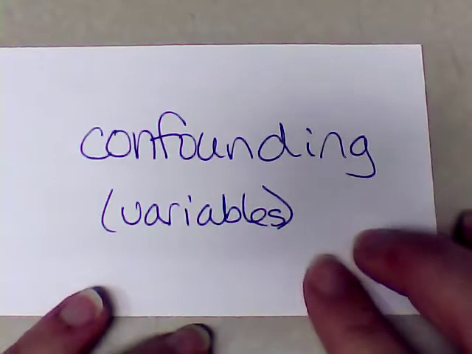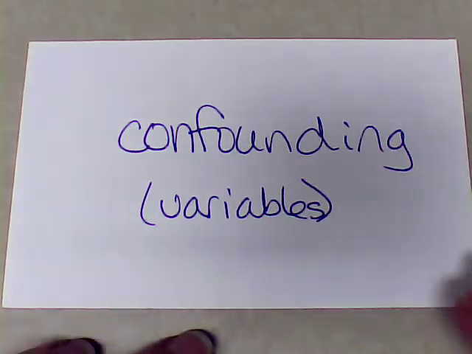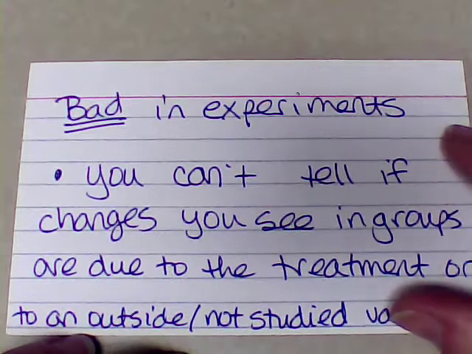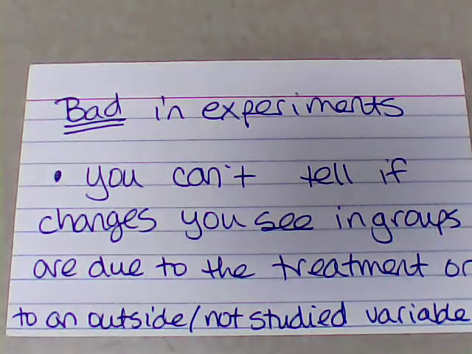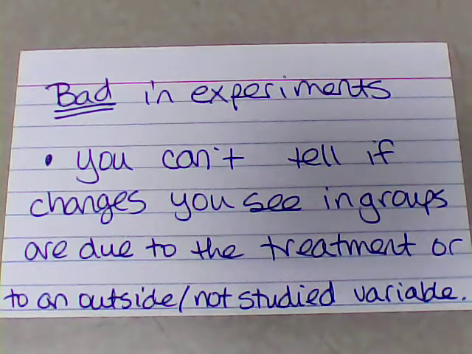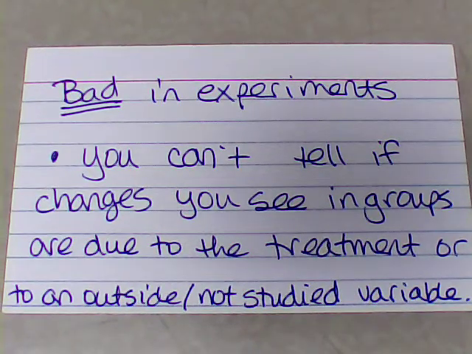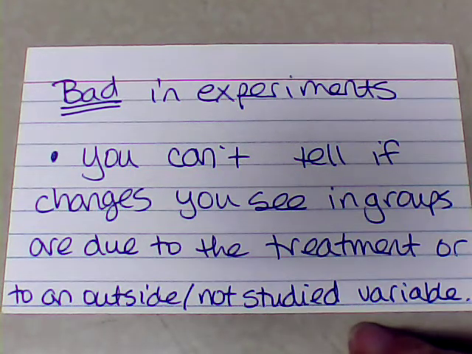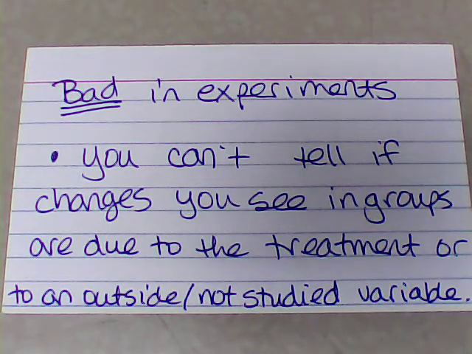Then we've got confounding variables, or confounding, like, is there confounding present? So confounding is bad, but in experiments. Confounding happens when you can't tell if the changes you see in groups are due to the treatment or due to outside not studied variables. So if you accidentally design an experiment and you don't keep the groups exactly the same other than the treatment, and you perhaps have included or introduced some outside not studied variable, that's bad, and that's called confounding, or the results have been confounded.